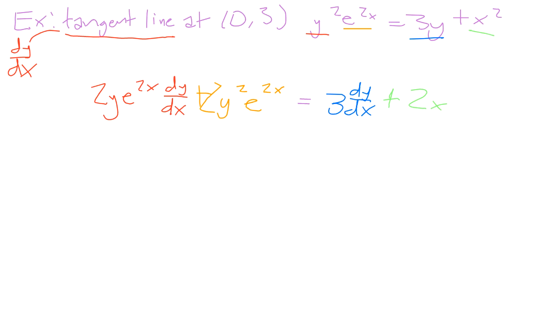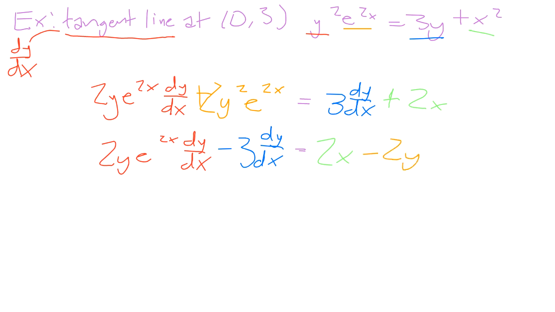So we're going to have our 2y e to the 2x dy over dx minus 3 dy over dx equals 2x minus 2y squared e to the 2x.